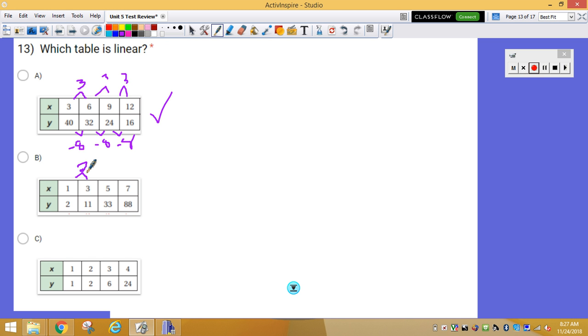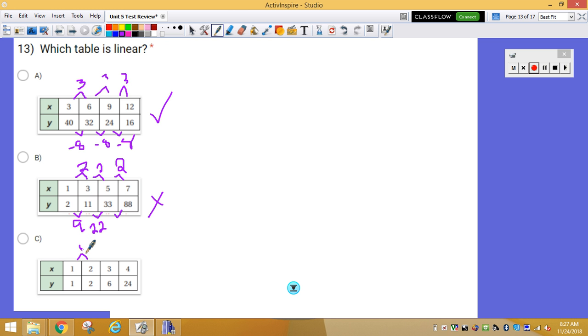1 to 3, we go up by 2. We go up by 2. We go up by 2. So far, so good. 2 to 11, we go up by 9. 11 to 33, we go up by 22. So I can already stop because it's not the same.